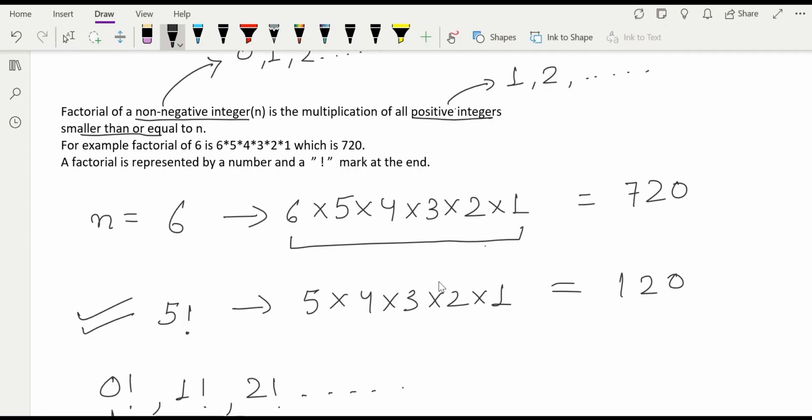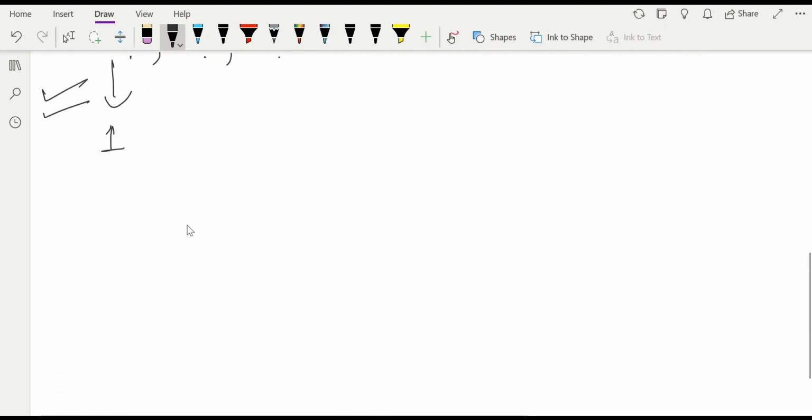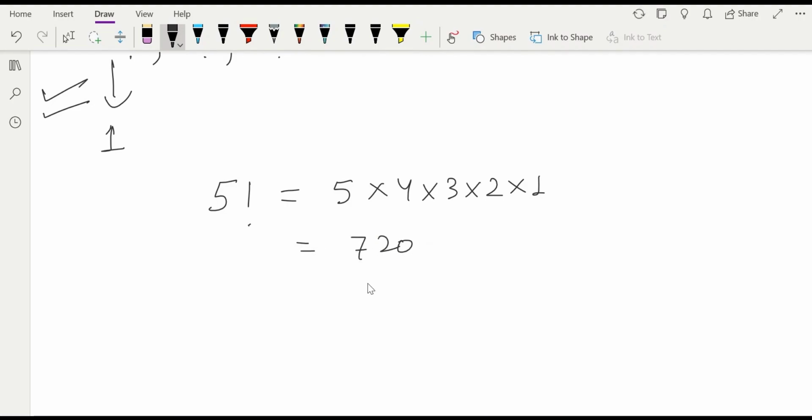We can take the definition in another way. Suppose I have to write 5 factorial, then I can write 5 into 4 into 3 into 2 into 1, which is 120. But let's consider the definition in another way. We can think of the factorial of any number as the multiplication of all the numbers starting from 1 till that number n.